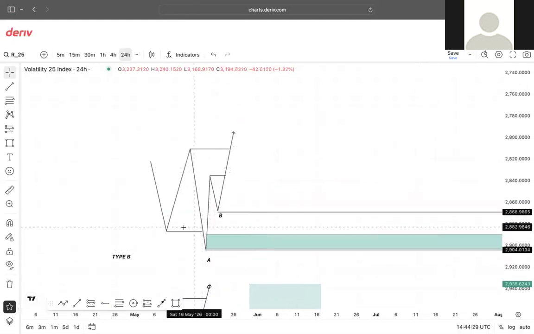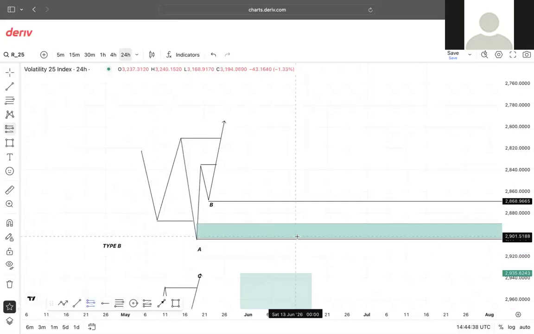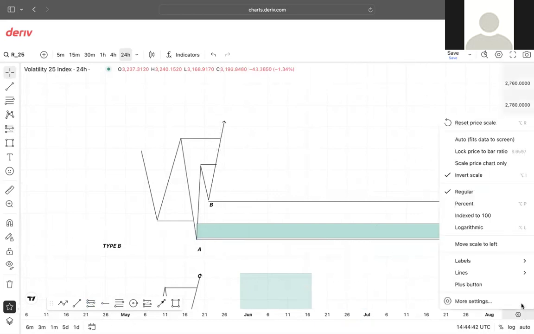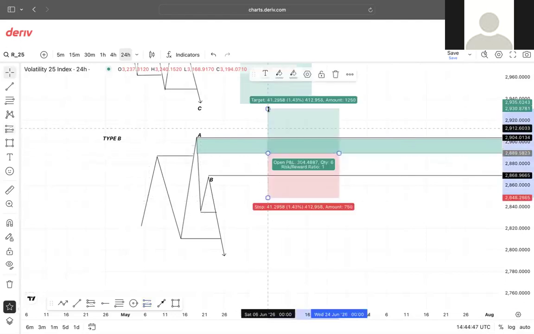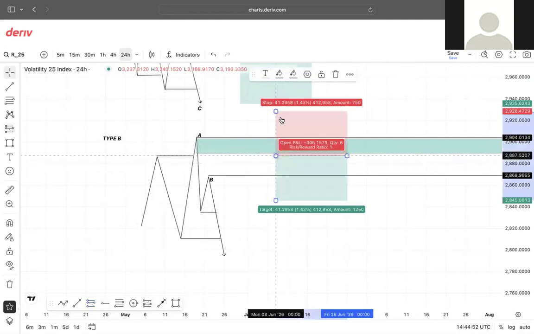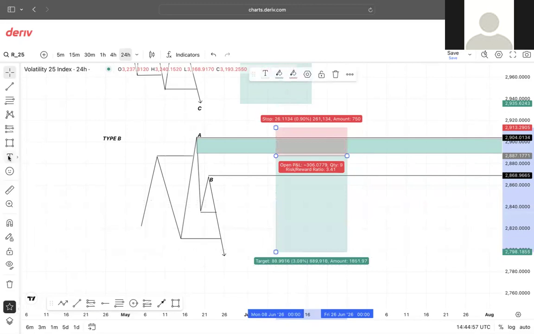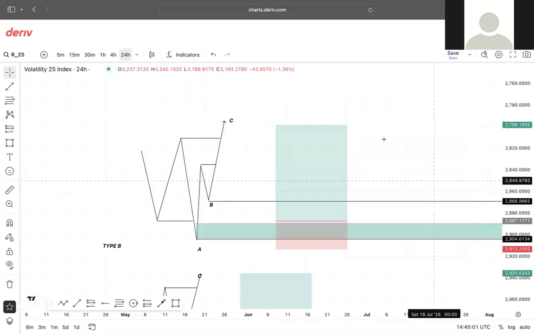We have what? A sweep. All right, this is the type B now. Form structural liquidity, and then price has to do what? Price has to come here and invert this back. So price has to come here. Price has to come here and then to the downside. All right, and then C is our target. So it's as simple as this.